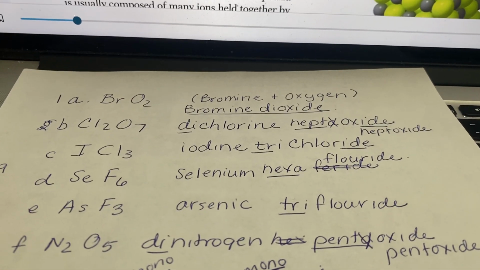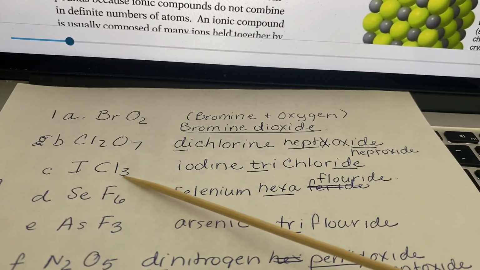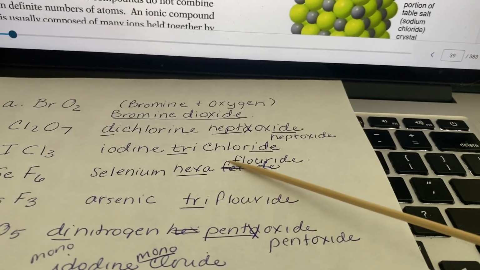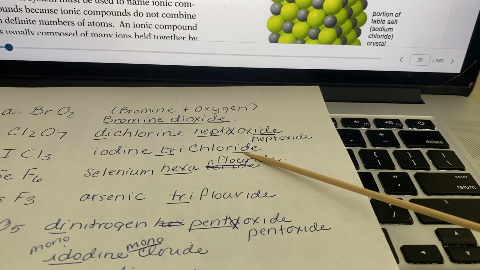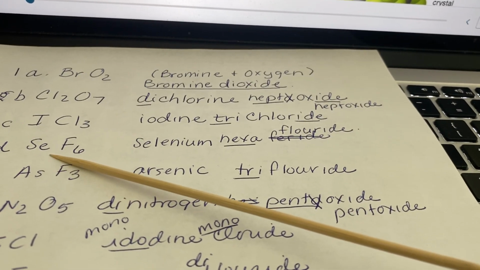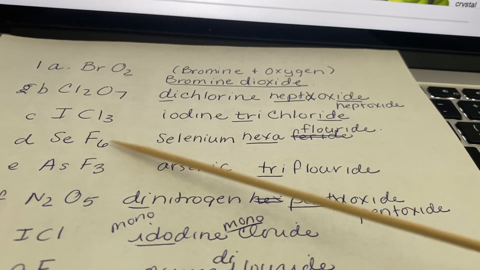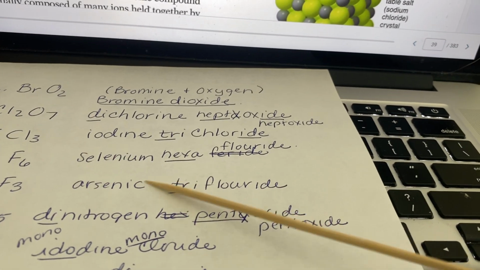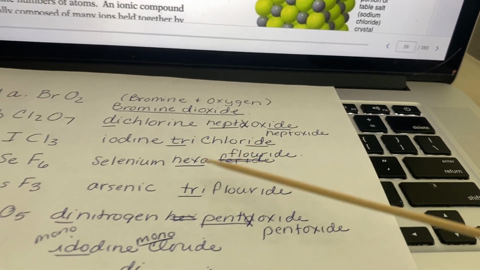Is ICl3, right there. Well, iodine, so we have just plain iodine, and we have 3 chlorines, so trichloride. Remember, it always ends with the -ide. This one here, I had to look up on page 19. It's selenium. So selenium, and we know that F is fluorine, so we have selenium and 6 fluorines, which is hexa. Hexa means 6. So selenium hexafluoride. Fluoride. Make sure it ends with -ide.